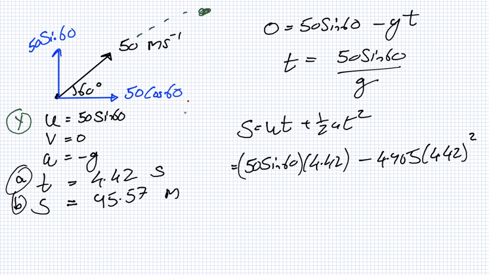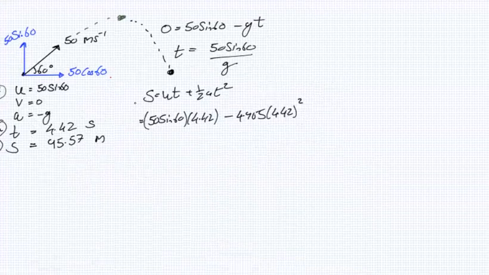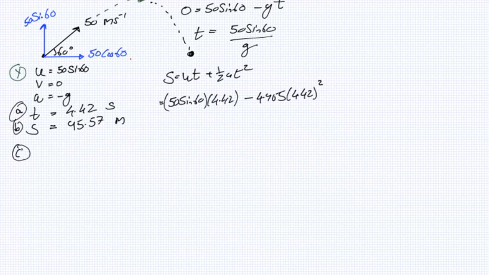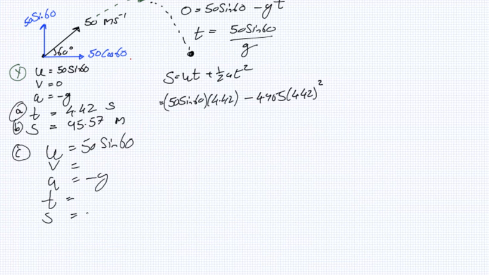So that's how long it takes the projectile to reach here. So again, we're looking at the vertical. But what's different now is the UVATS. So the U is still 50 sine 60. The V we don't know. The A is minus G. The T we don't know. But S is 0 because vertically it's still on the ground. So it hasn't been displaced. Well, finally hasn't been displaced from the ground.